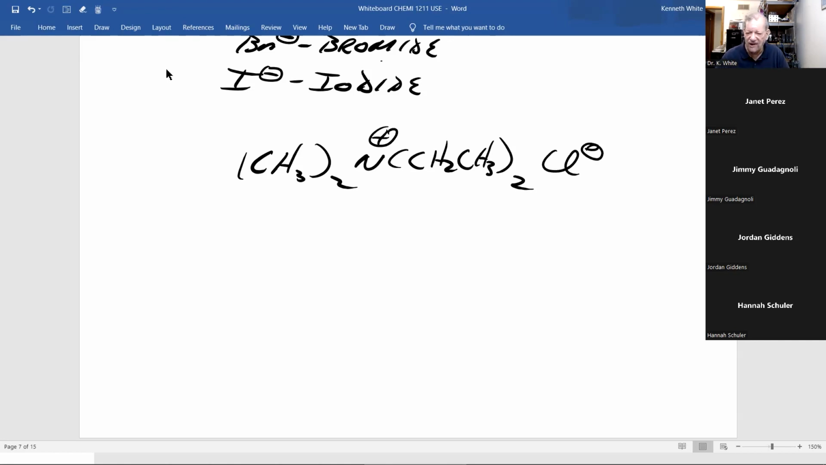Now, in reality, this chloride is bonded to this nitrogen by what we call an ionic bond, but we usually put it to the right here. Now, let's take a look at this molecule. How do you name the common name? Well, it's got two methyls and two ethyls. It doesn't matter which you put first because it's a common name. Diethyl, dimethyl.